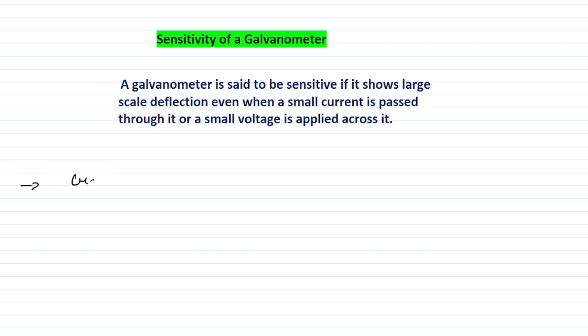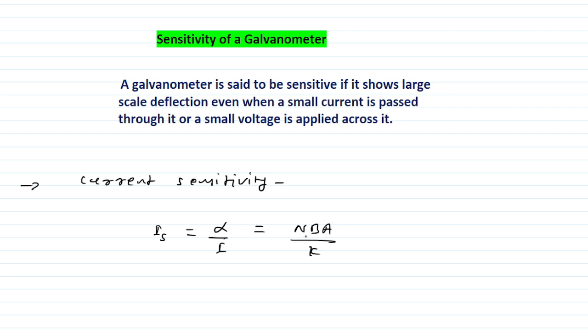So there are two terms. One is current sensitivity. What is current sensitivity? Deflection per unit current, denoted by I subscript S. We know the alpha value, so alpha by I will be equal to NBA by K, and this term we call current sensitivity.